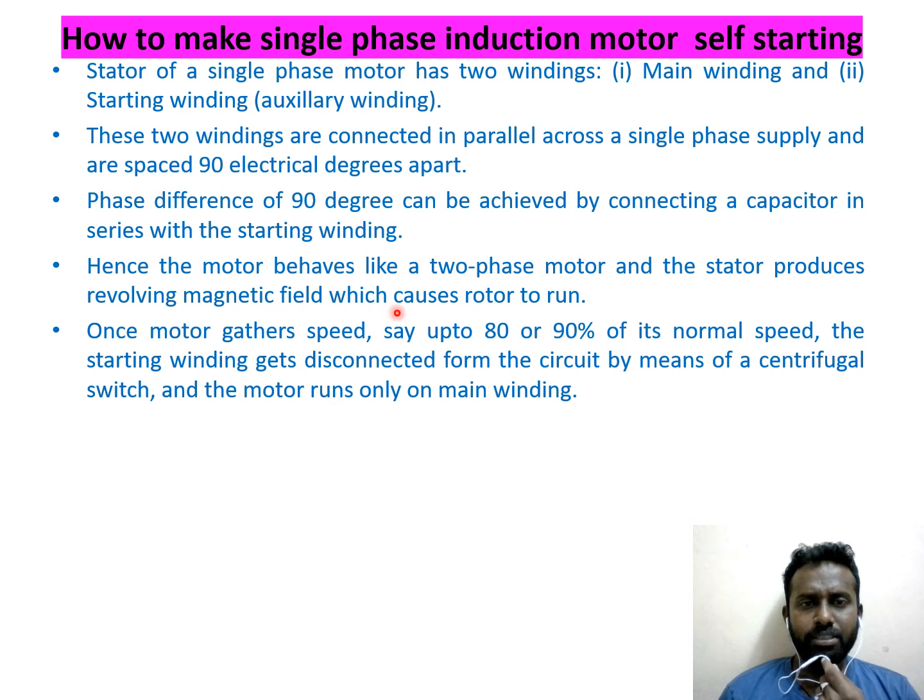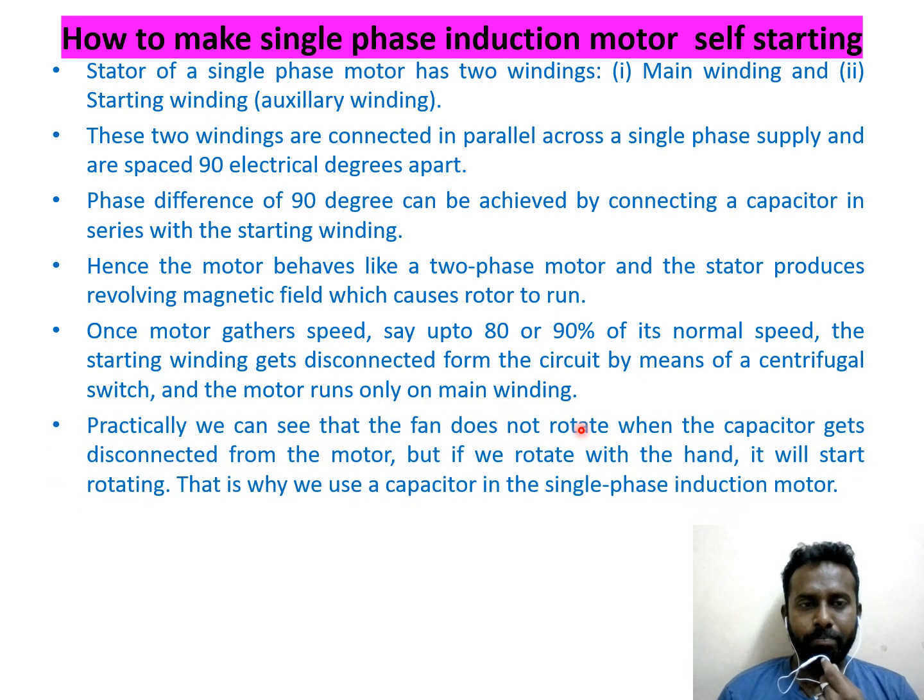Once the motor gathers speed, say 80 to 90% of its normal speed, the starting winding gets disconnected from the circuit by means of a centrifugal switch, and the motor runs only on the main winding. Practically, we can see that the fan does not rotate when the capacitor gets disconnected from the motor. But if we rotate it with hand, it will start rotating. That is why we use a capacitor in a single phase induction motor.